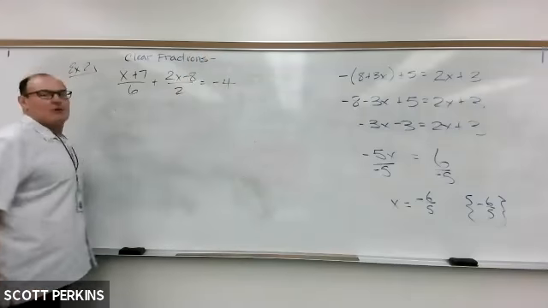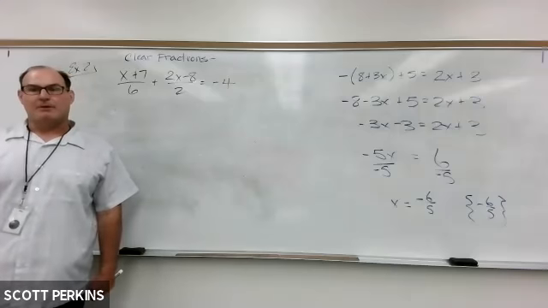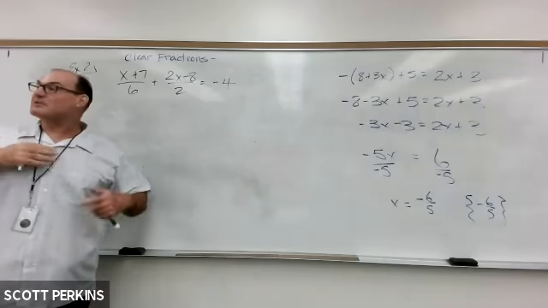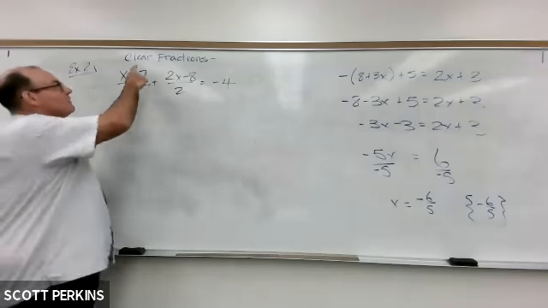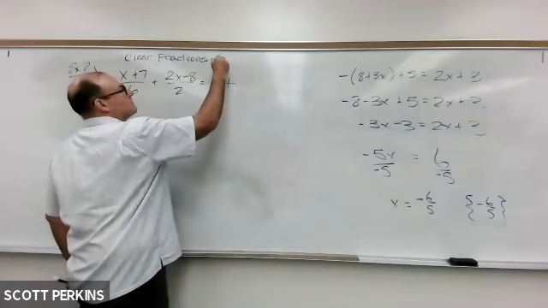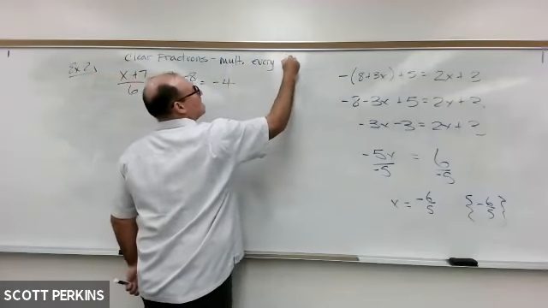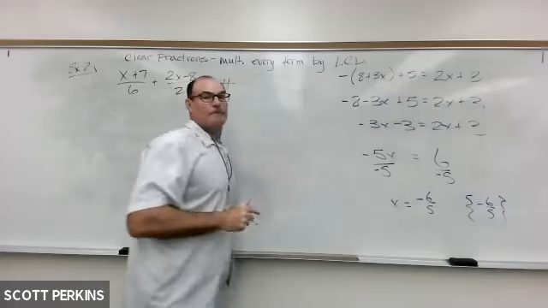The process that we employ to clear the fractions is we multiply every term by the common denominator. Now, I'm going to use the least common denominator, but here's a little math secret. We can use any common denominator. It doesn't matter. Okay, but I'm going to clear the fractions by multiplying every term by the least common denominator.